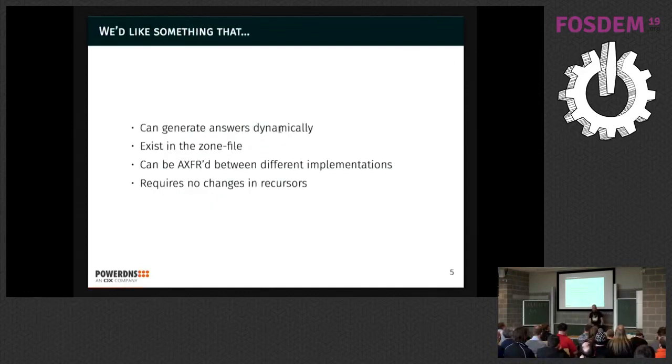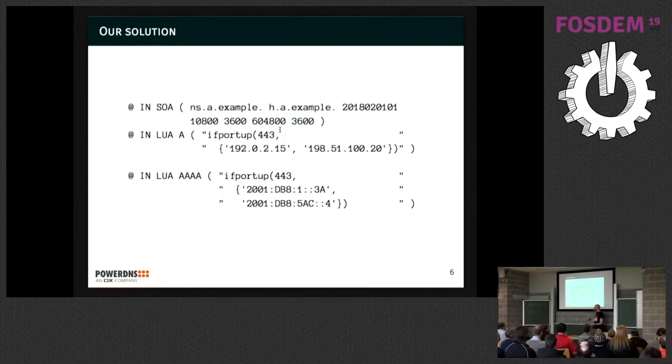So we would like to have something that can generate these answers dynamically, exists within the zone file, so there is no separate thing outside of the process, can be AXFR'd between different implementations, and preferably requires no changes in recursors, because you don't control those on the internet, so you should just ignore them at that point. So this is the solution we came up with, and they're called Lua records. And as we said before, we apologize to the Lua people, because Lua has to be spelled with one capital L and small ua. However, in DNS, everything is capitalized. So we call it LUA in full capitals.